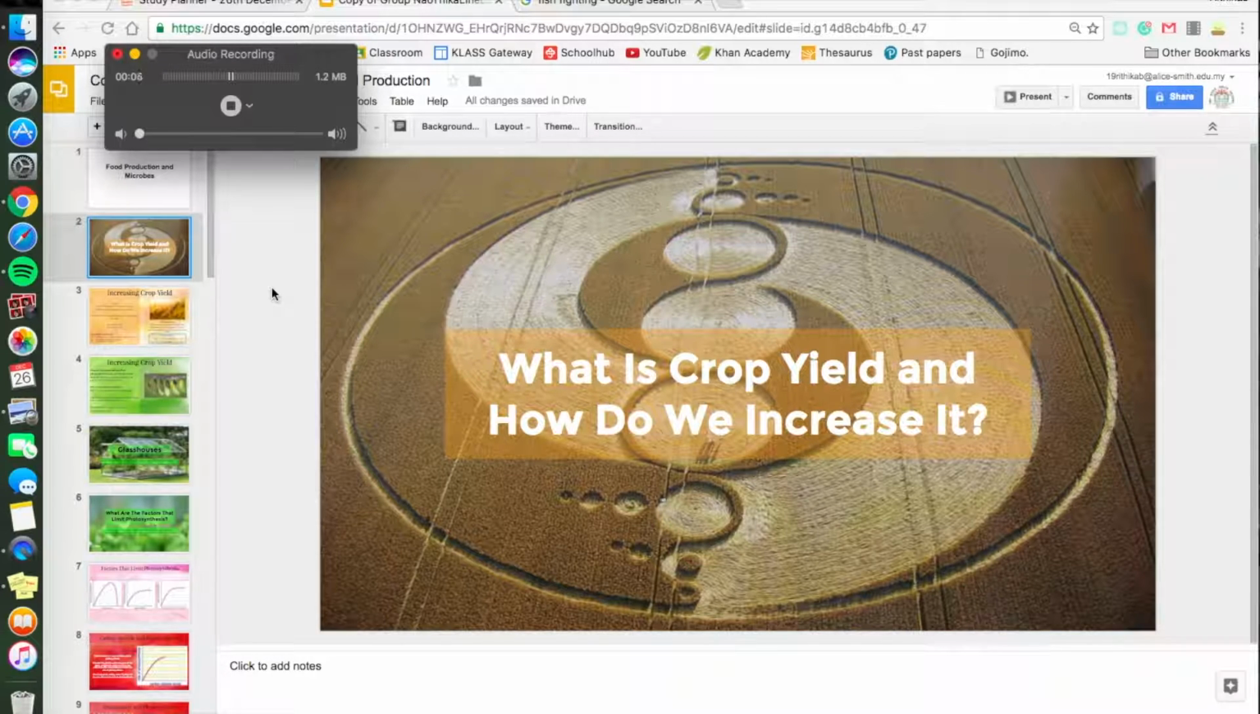Section 5. The use of biological resources. Topic A. Food production and microbes. First of all, what is crop yield and how do we increase it?